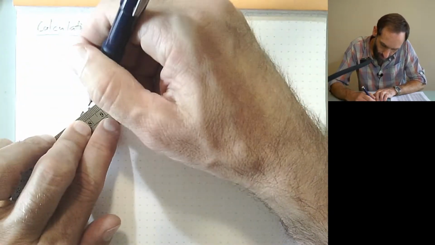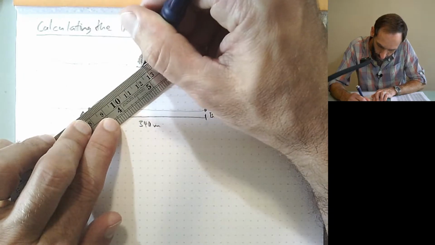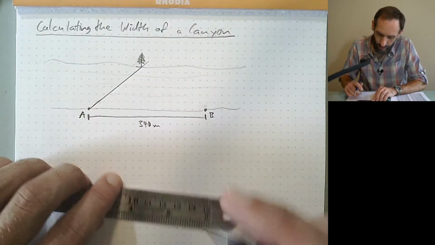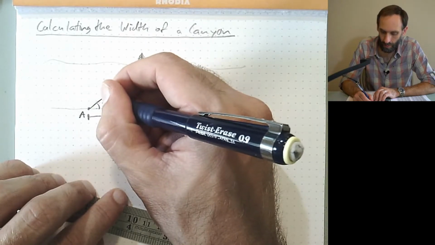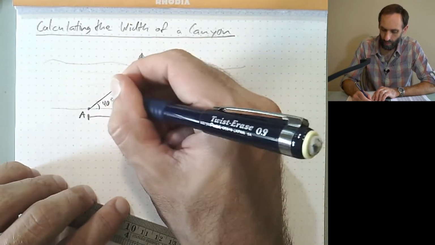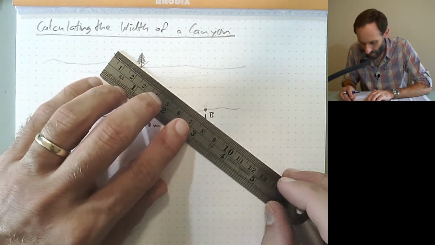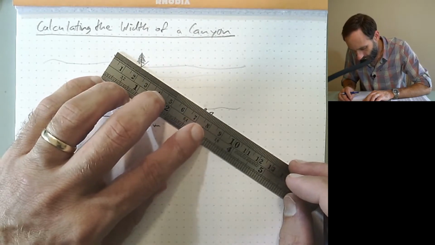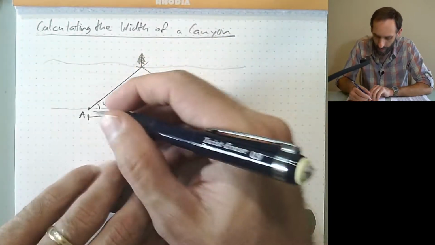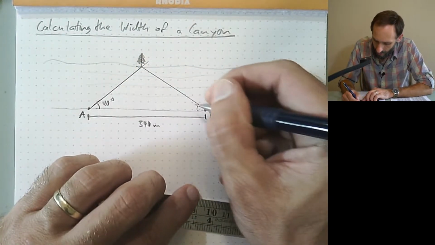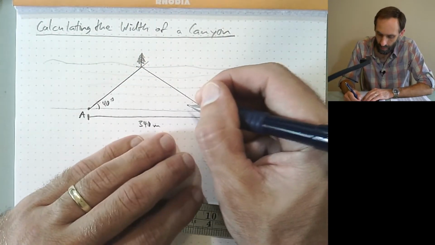So we're going to go ahead and say that this angle here was 40 degrees. And we'll go ahead and say that this angle here, the angle made between points A and the tree, was 35 degrees.